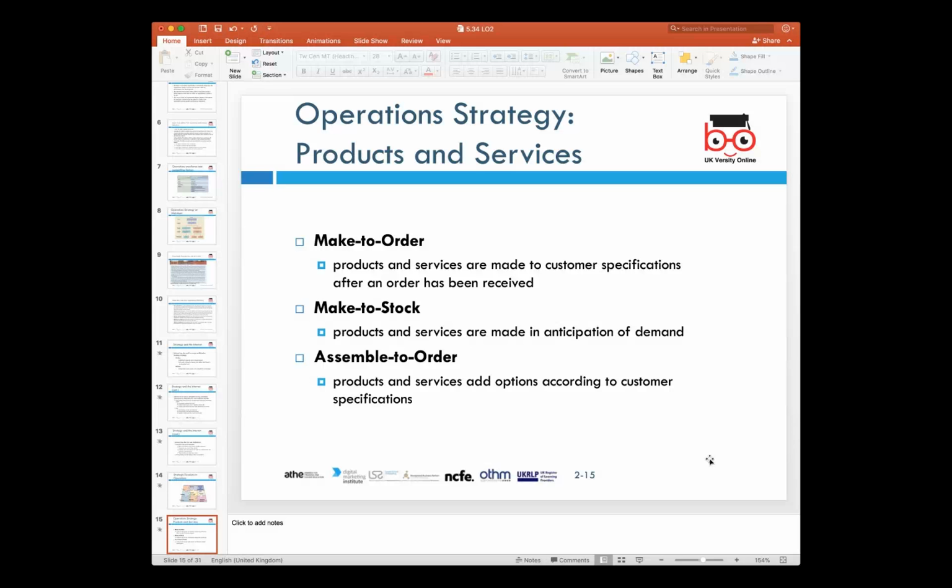Yeah, I see. I was struggling to see the difference between make to order and assemble to order, but I understand that now, yeah.